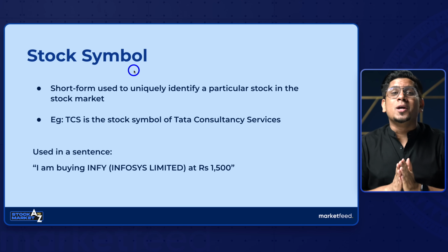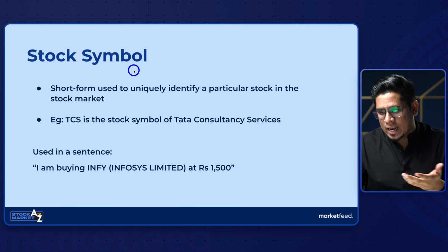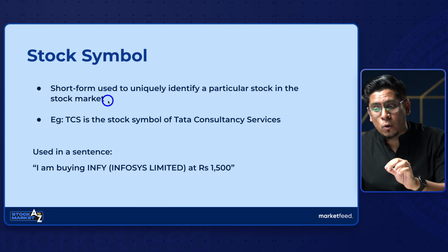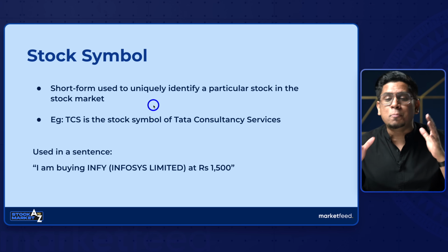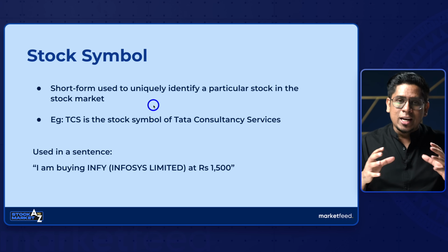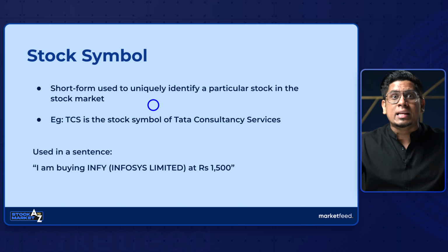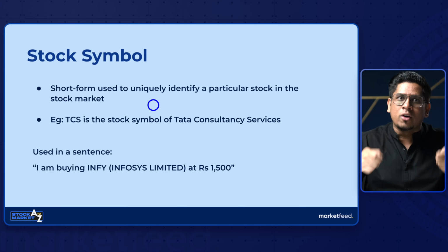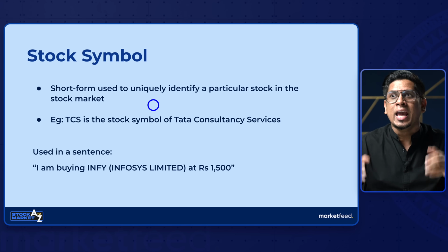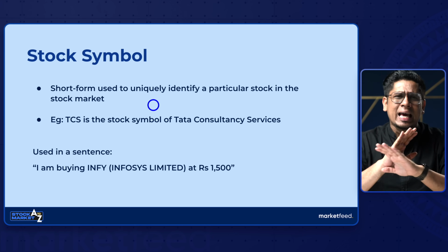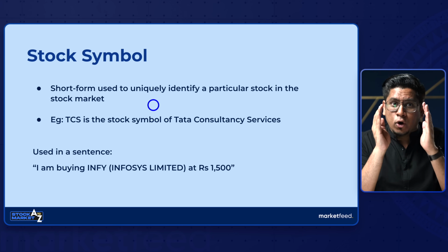Now, this is a term probably a lot of you know already, right? As you can see here, it is a short form used to uniquely identify a particular stock in the stock market. The names of companies can be very large and long, so to use them in your conversations very easily, and to show them on the broker's terminal is kind of difficult. That is where a short form is used.